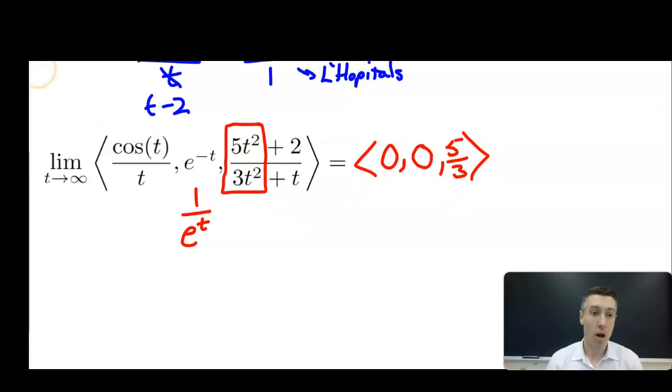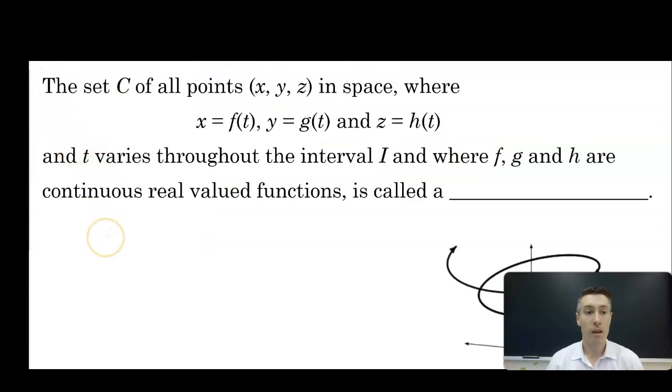Okay, so we talked about the domain of vector functions, we evaluated a few limits. Now let's talk about graphing. The set C of all points x, y, z in space, where x equals f of t, y equals g of t, and z equals h of t, and t varies throughout the interval I, and where f, g, and h are continuous real-valued functions, is called a space curve. So the graph of a vector function we call a space curve.